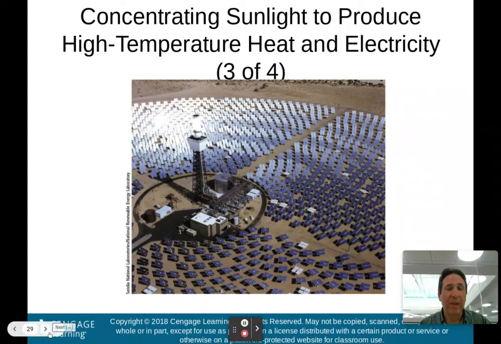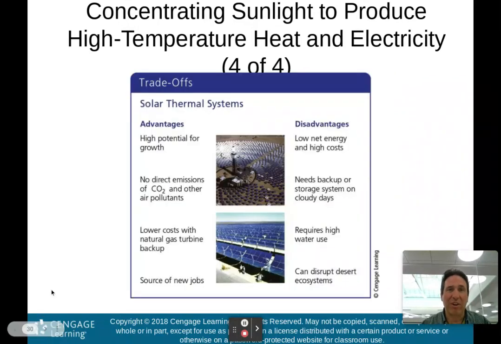And again, in California, they are kind of the leaders in this, and that's because there's a lot of sunlight out there, especially in Southern California, and so they are able to do this very efficiently. So here are your solar thermal systems. Again, they have advantages and disadvantages. Advantages: a high potential for growth. Again, this is where you guys come into play as the new folks heading out into the workforce soon. No direct emissions of carbon dioxide and other air pollutants, lower cost with a natural gas turbine backup, and again, sources for new jobs. Disadvantages: right now you've got low net energy and high cost.